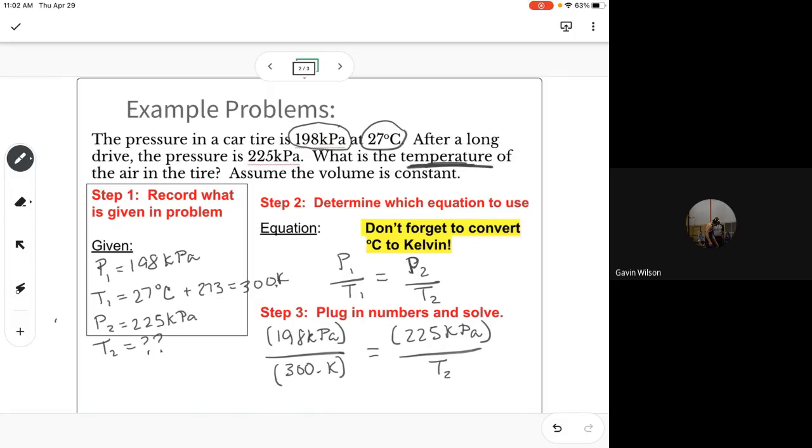So if these two are equal to each other, how can we solve? Cross multiply, right? You can do that. You can also solve for one side, set it equal to the other, but you can cross multiply. So if we take 198 times T2 is equal to 300 times 225. So 300 times 225 is 67,500.